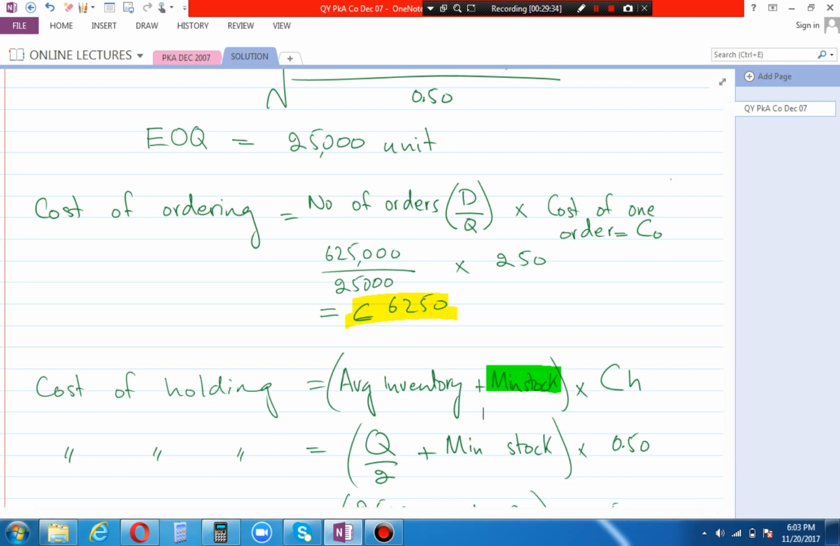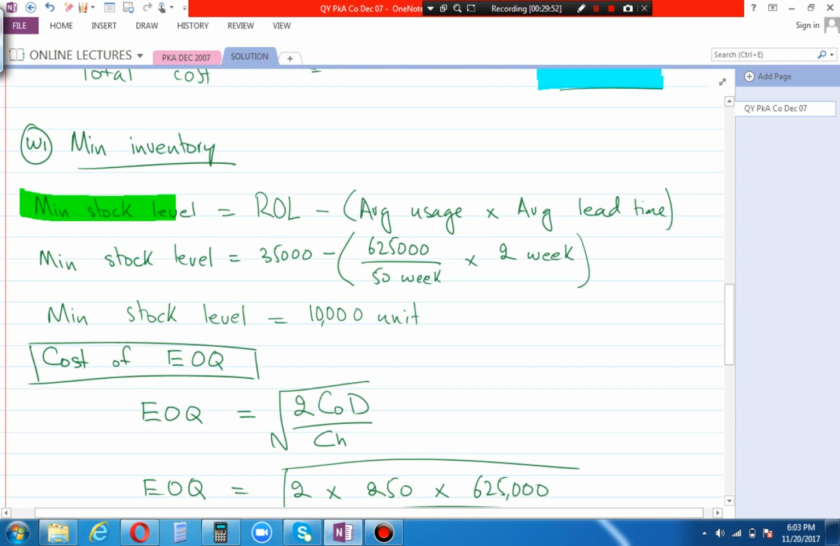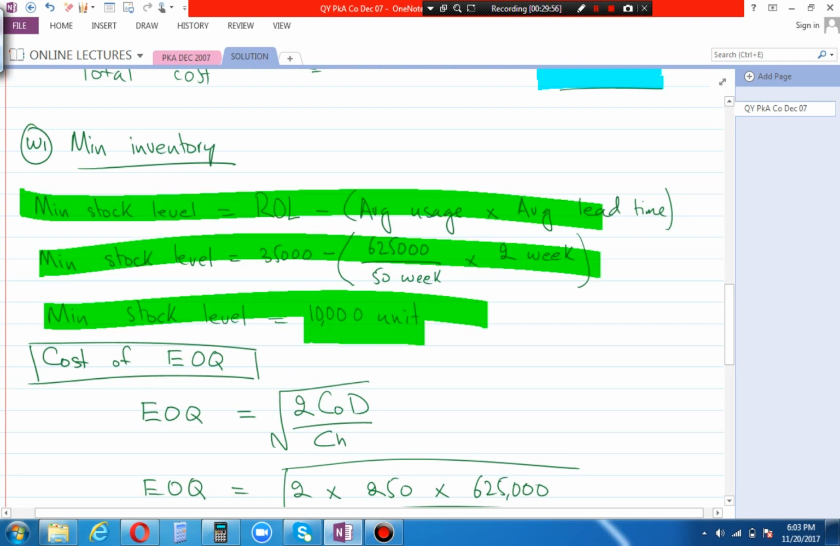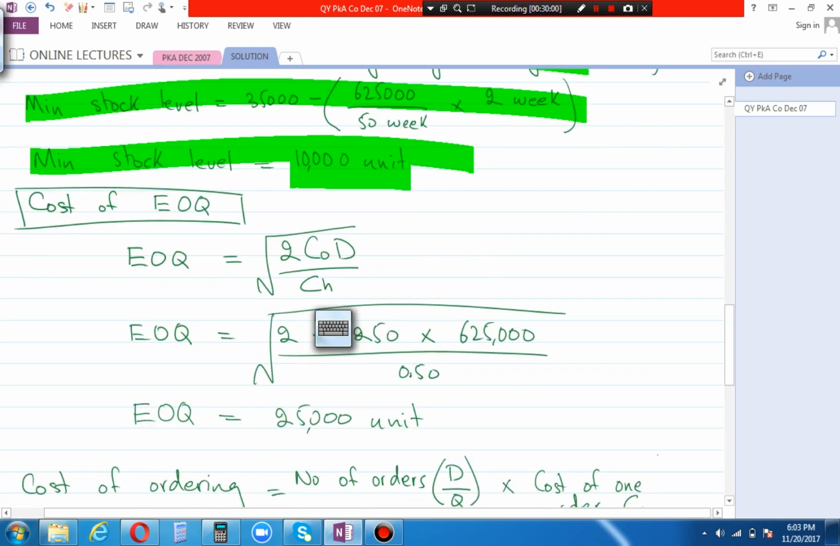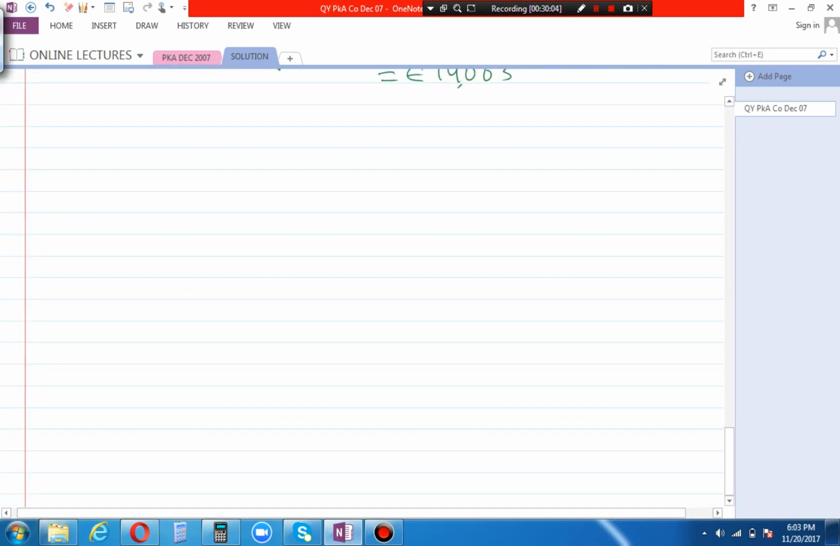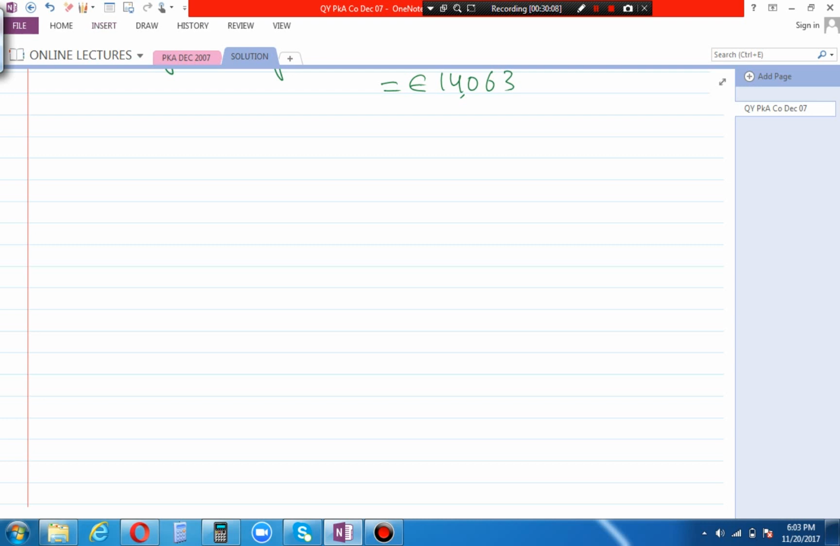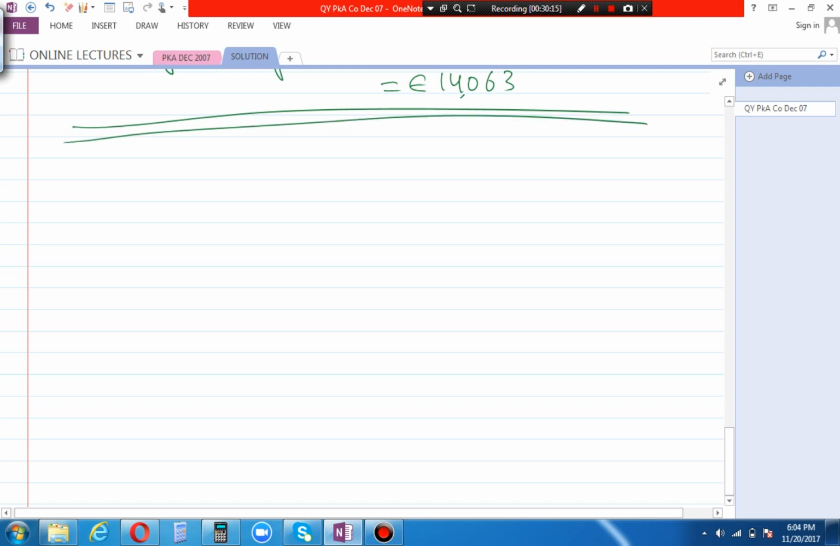So if you are comparing two policies and there is something present in both policies, maybe you can ignore the minimum inventory in both calculations. Then you don't have to do all the working to calculate the minimum inventory of 10,000, because you ignored it, right? So let's quickly recalculate the savings. And this hasn't been asked in the exam, let me tell you that again, but maybe next time you'd be asked.